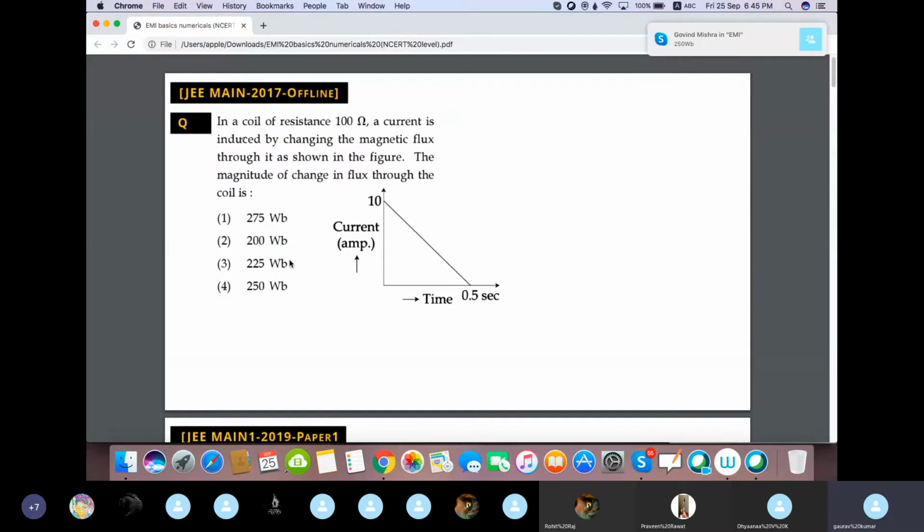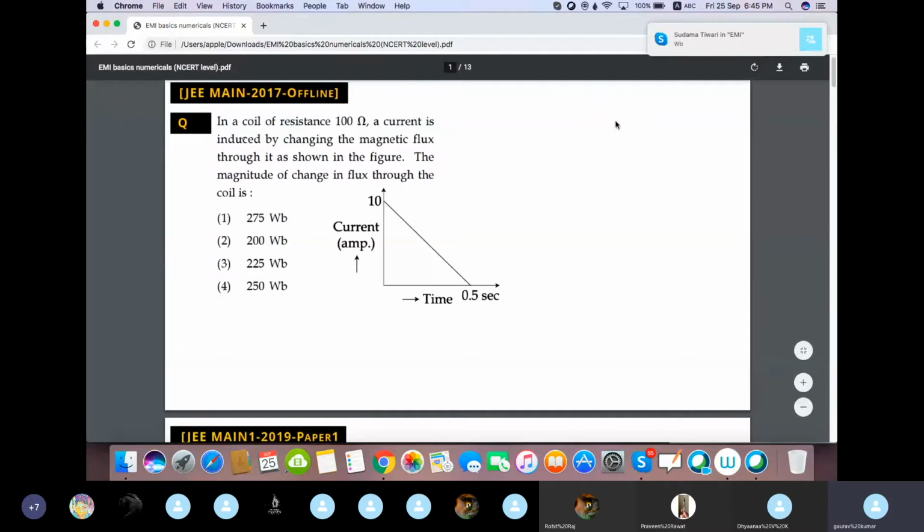So Govind's answer is 250, 250 Weber. Sudama's answer is 250, Weber. Okay. So 2 students are giving the answer for this question.